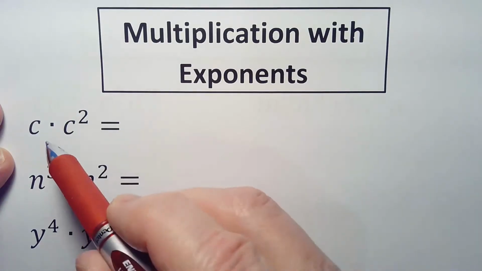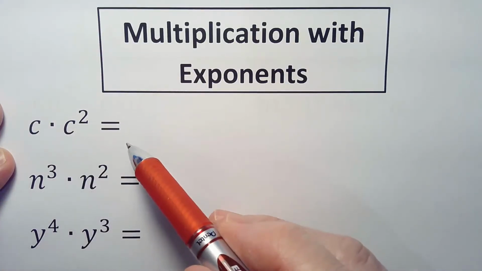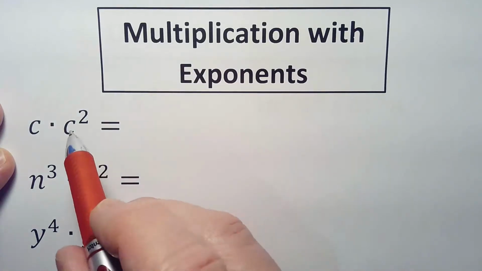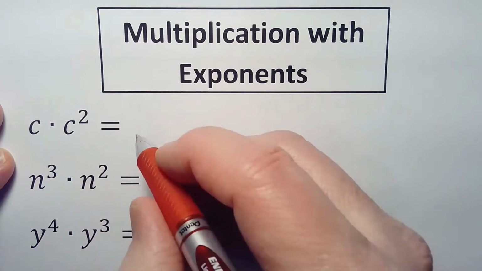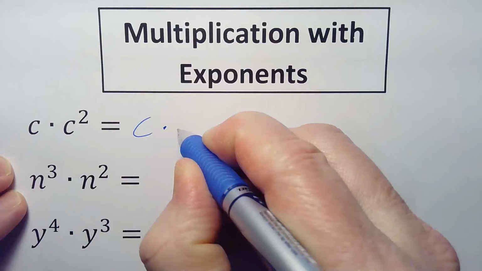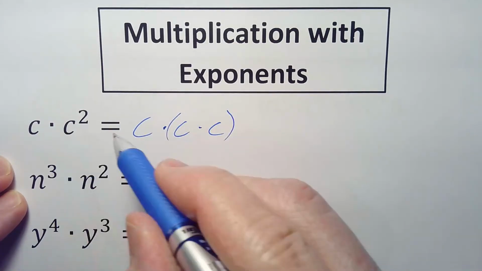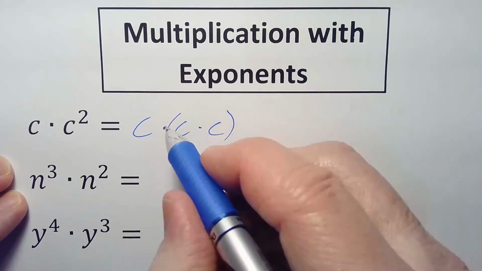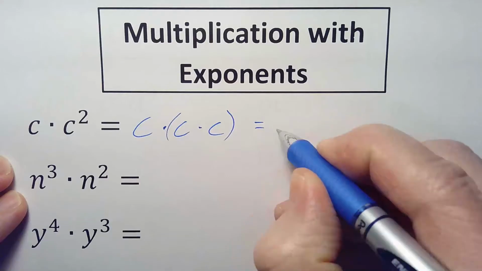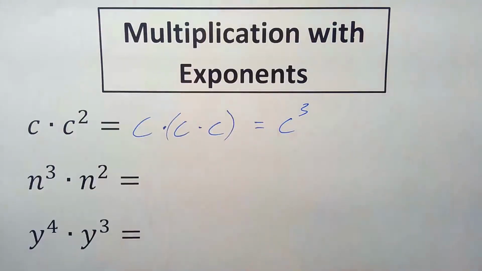So let's get started. Here's one where c times c squared. Now if we were to write this in expanded form, in other words, get rid of the exponent, just write it all out, well, this would just be c times c times c, right? We had this first c from there, we had the c times c there. Well, that's just c cubed. All right, so far so good.